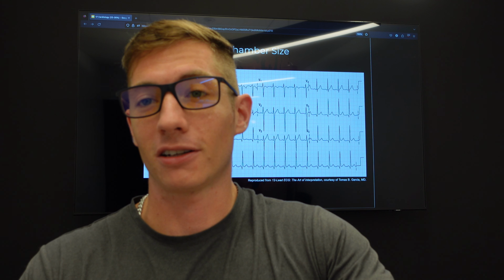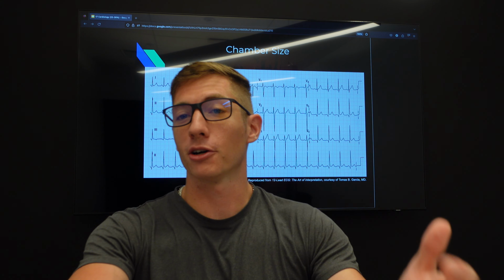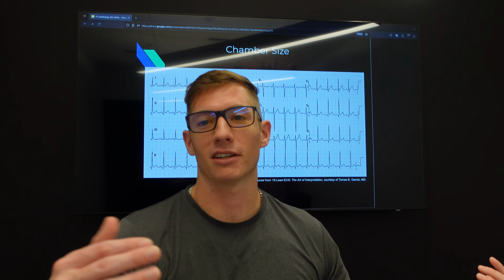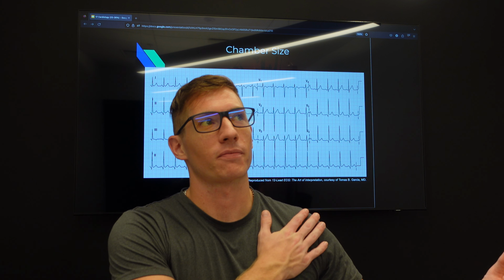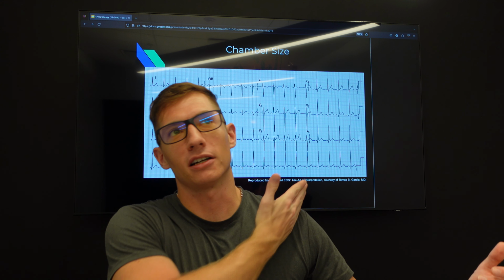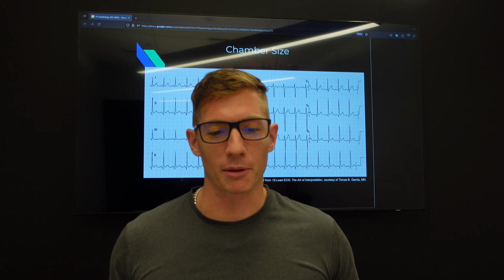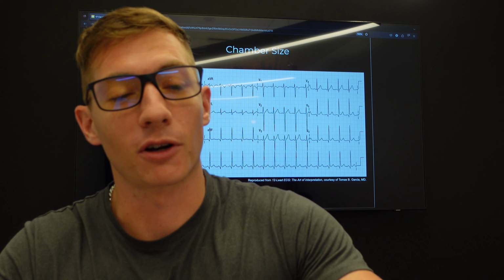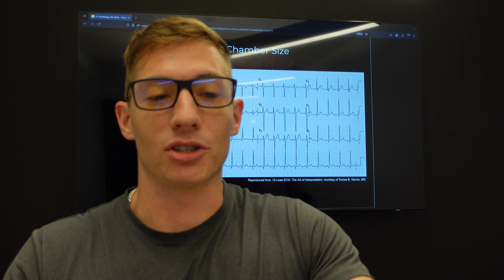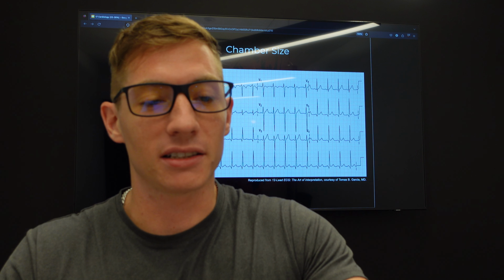I need to relearn where lead 1, 2, and 3 is, because I'm not even that confident on it right now. Same with AVF, AVL. I know AVF. AVF is straight down. AVL and AVR, let's see. That's left, AVL, AVR. So I remember that, but lead 1, lead 2, I already forgot that. And I forgot how to read an EKG strip.